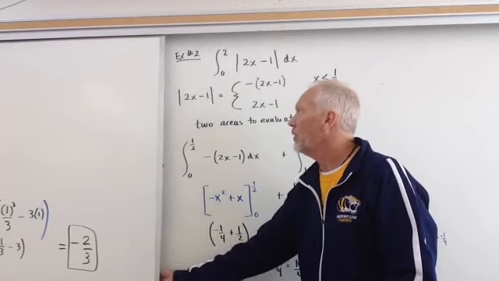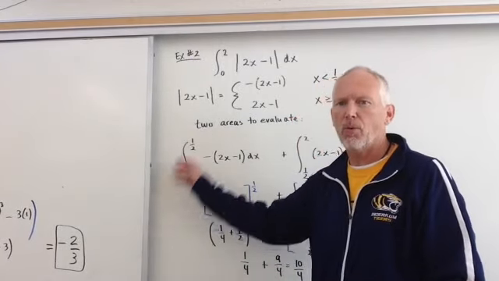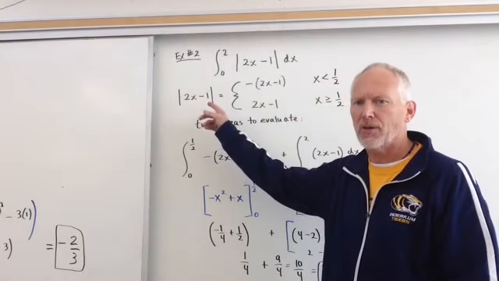Here's example number 2. Let's say we have something where maybe we have an absolute value of something.